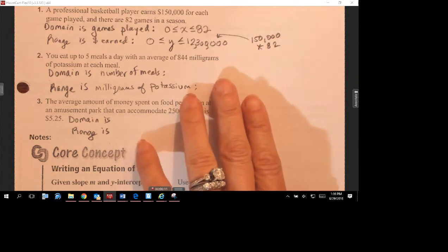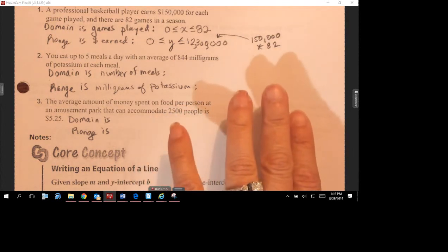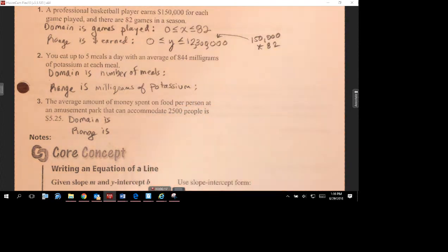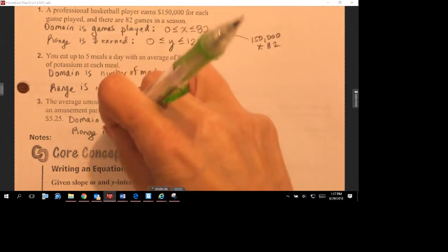Okay, so what would the domain be? It's the number of meals up to 5 meals a day. What's our domain? Morgan, do you know? No, Morgan. Yes, Morgan. I know, that was Listerman. So is it 0 ≤ x ≤ 5? Yes, it is.